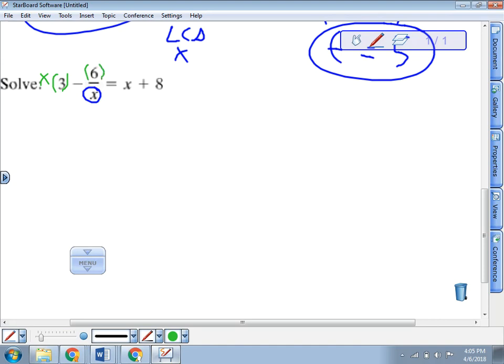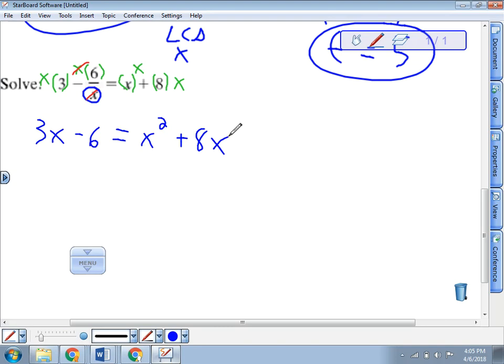This is going to get multiplied by x. X itself is going to get multiplied by x. And then 8 is going to get multiplied by x. So x times 3, that's just going to be 3x. Nothing's going to cancel out here. Here you can see that these x's cancel out, so I'm just left with a minus 6. Now watch this. X times x, what do we get there? X squared. All right, and then plus 8x.